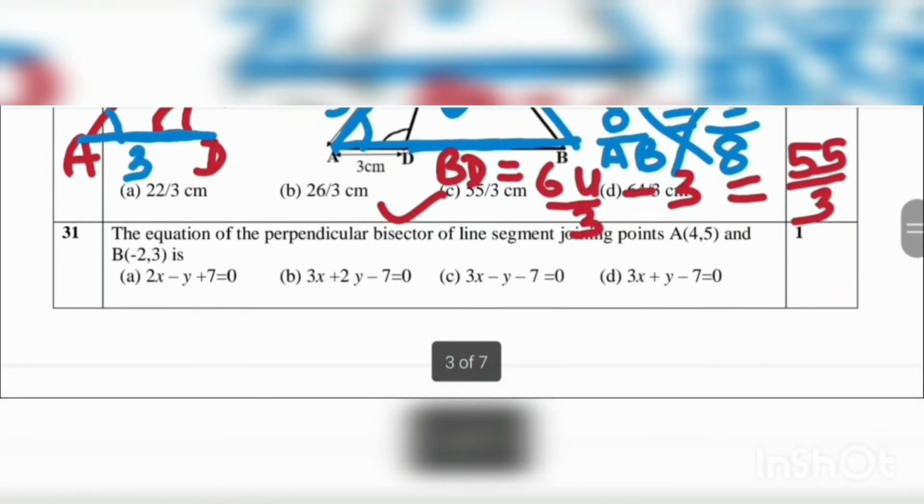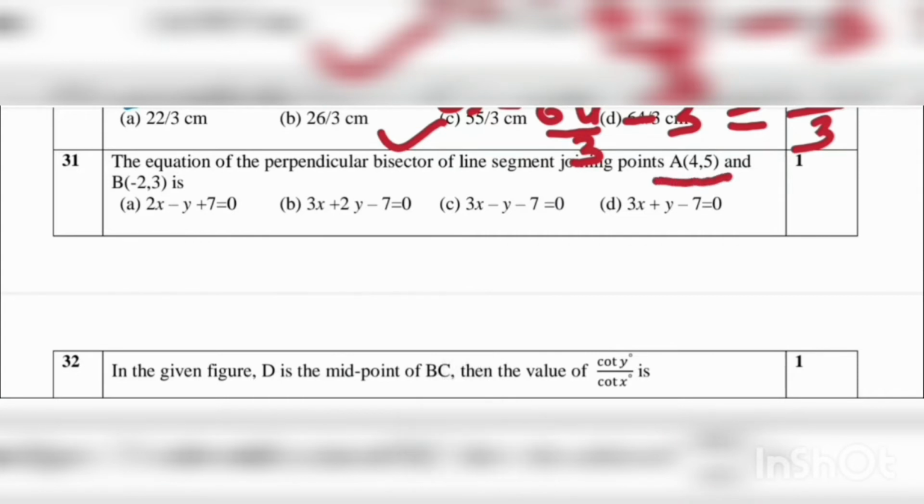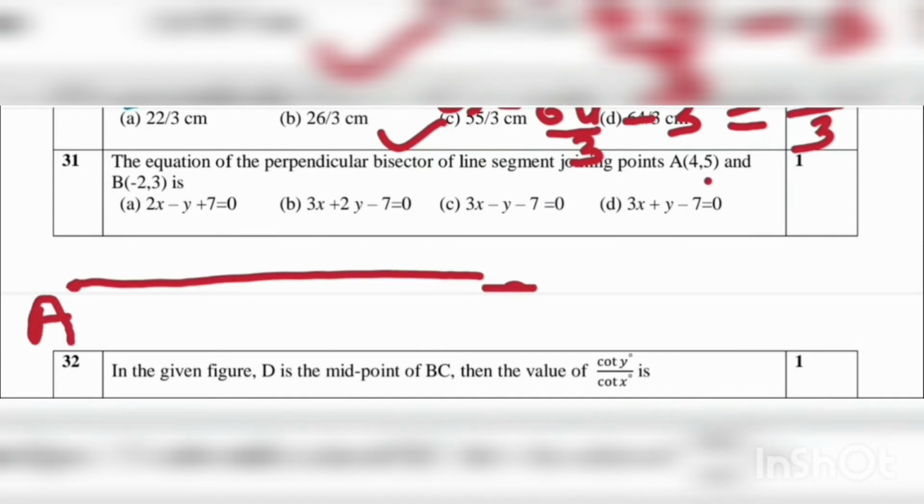The next question is the equation of the perpendicular bisector of the line segment joining these points. Now there is a line segment which joins points A and B. Let us take A here, B here. We want to find the equation of the perpendicular bisector. A perpendicular bisector is a line which divides it into two equal parts and makes a right angle. So it meets this line at the midpoint.